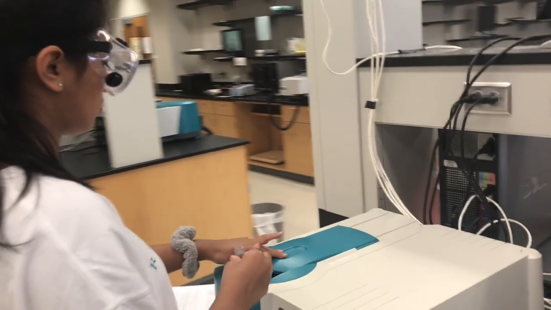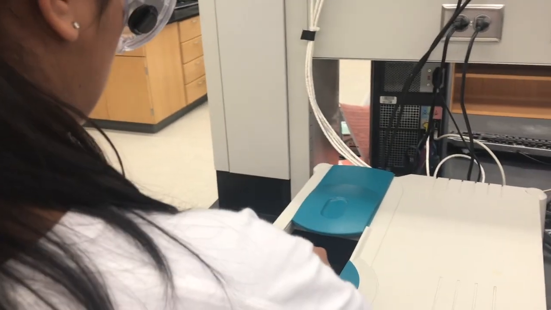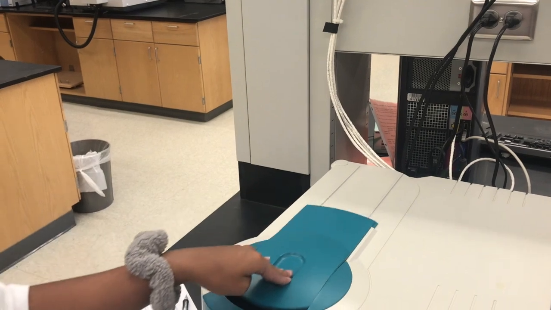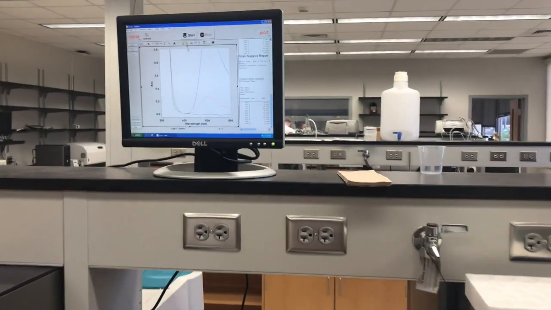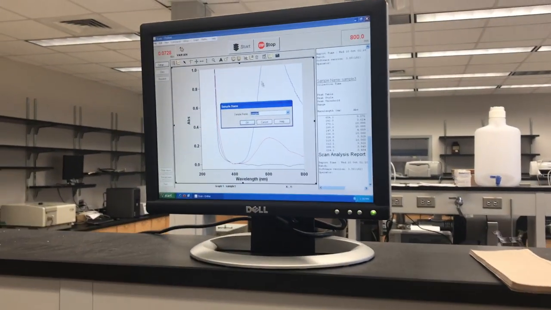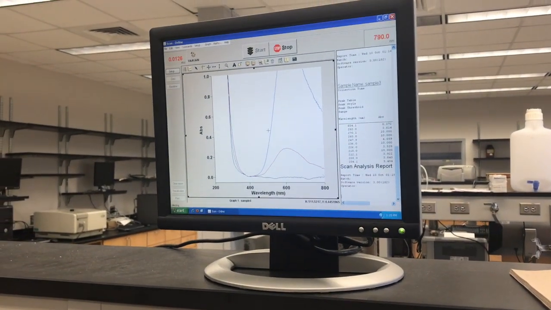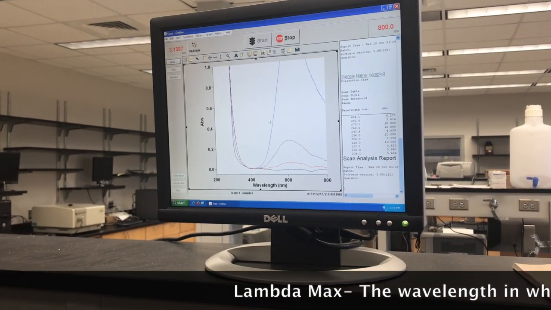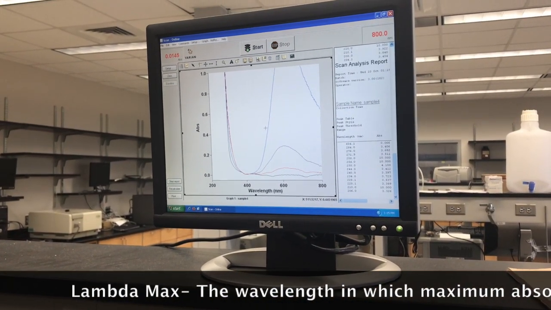It is important to scan across all wavelengths when doing spectrophotometry. Scanning across all wavelengths shows which solvents are present and if they're different, and it also shows the maximum absorbance for the particular solvent you are working with. The wavelength at which the maximum absorbance occurs is known as the lambda max.